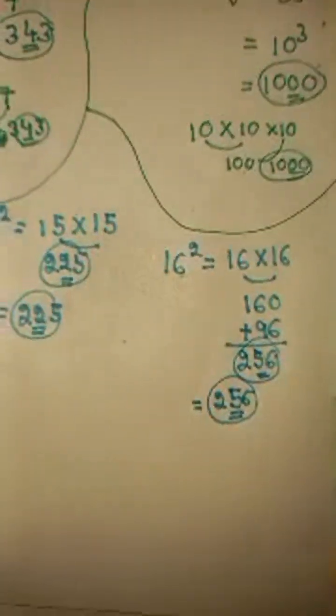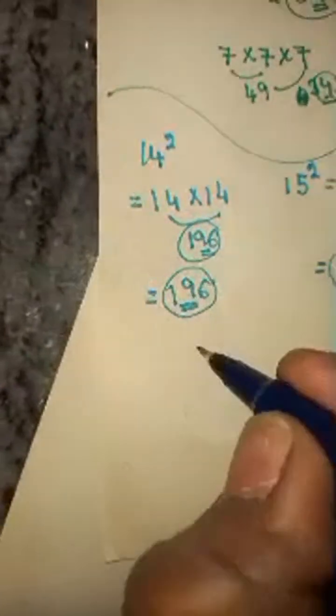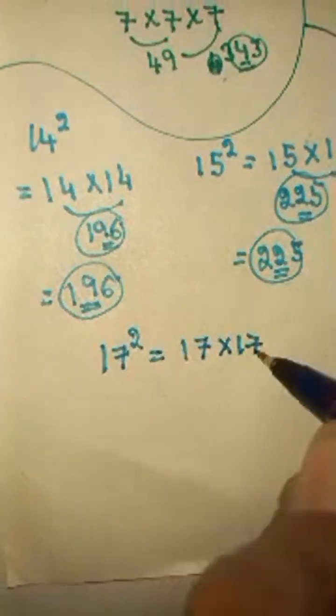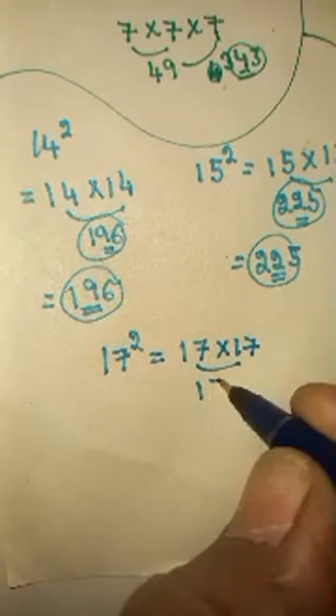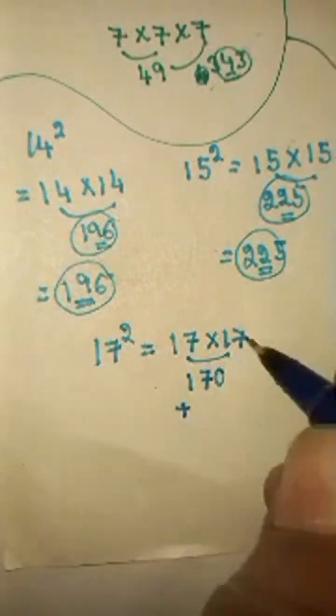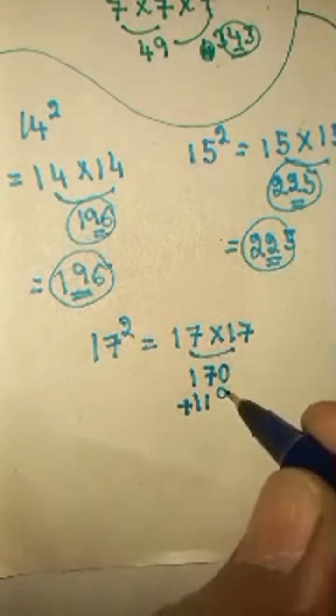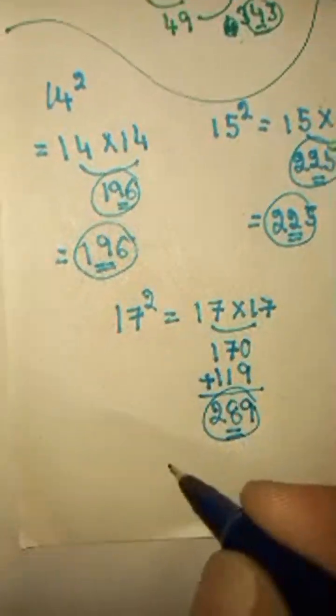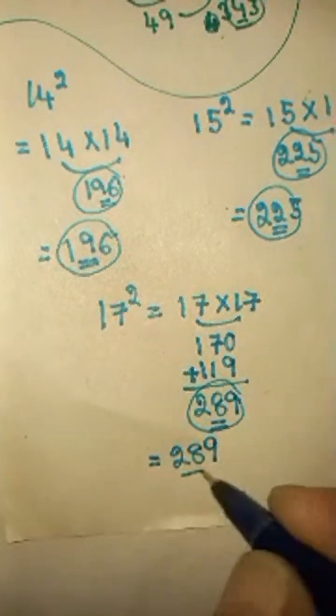Let's write 17 square. You can start writing 17 square as 17 times of 17. Here 17 times of 10 is 170 plus 17 times of 7 is 119. 170 plus 119 is 289, which is 17 square.